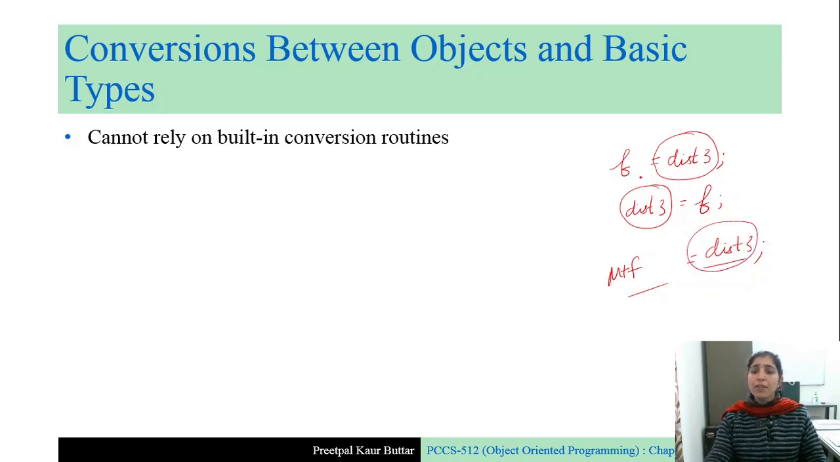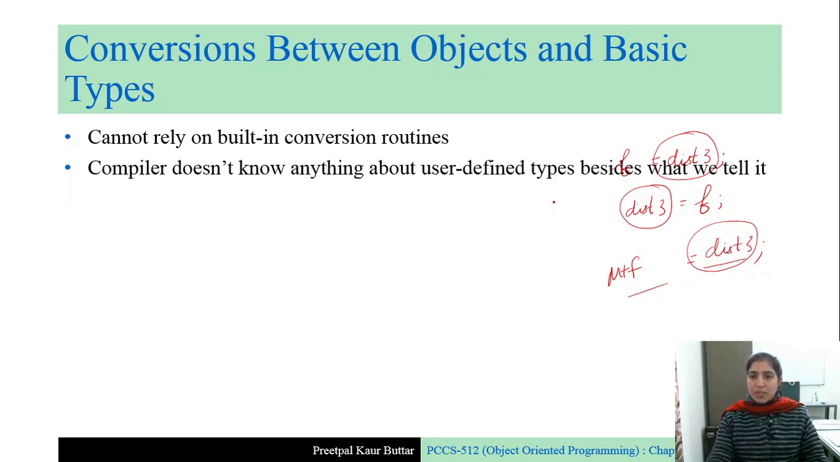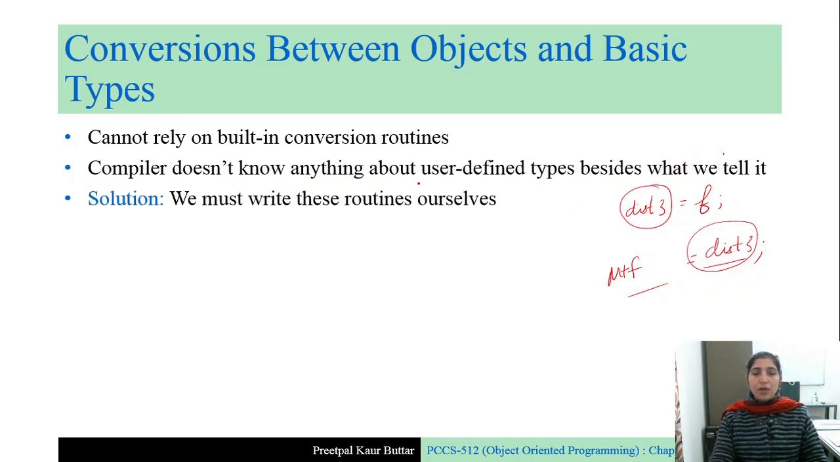Okay, so wherever we have the user defined data types, we have to tell the compiler how to handle the conversions. Okay, compiler does not know anything about user defined data types besides what we will tell it. Okay, so we have to tell the compiler how to deal with the conversions which involve a user defined data type. So the solution for conversions between objects and basic types and between user defined objects is that we must write the conversion routines ourselves.